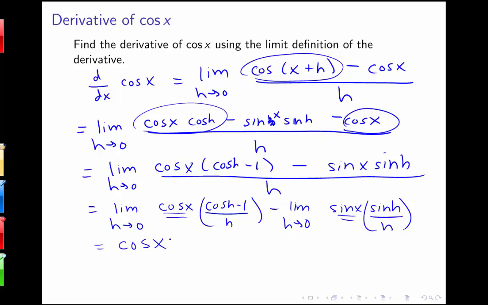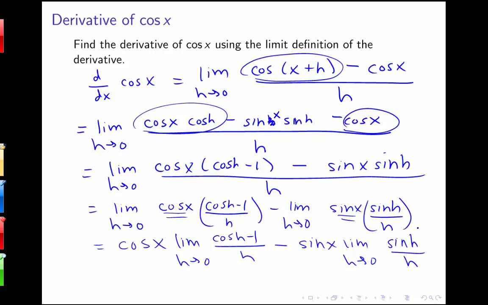So I'm looking at cosine x times the limit as h goes to 0 of (cosine h minus 1) over h, minus sine x times the limit as h goes to 0 of sine h over h. And now I can make use of my special limit rules. I know that the limit as h goes to 0 of (cosine h minus 1) over h is equal to 0. That's the value of that limit that we showed before, and I can now use that fact.